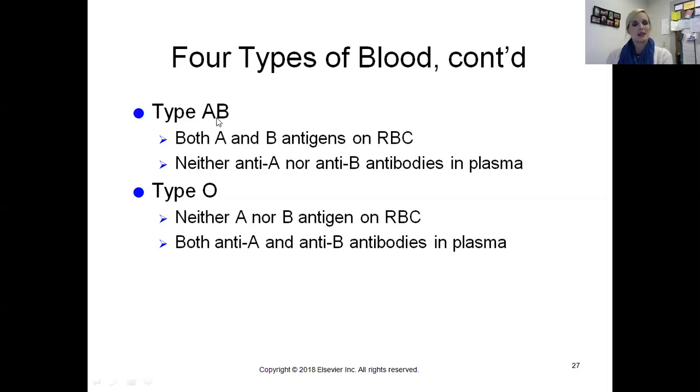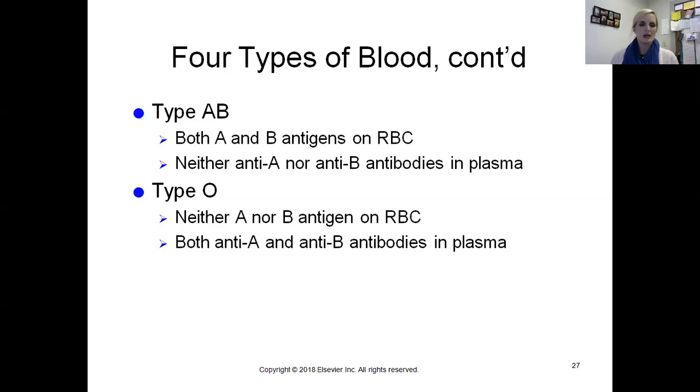Type AB is named that way because they have both. They have both A and B antigens on the surface of their red blood cell. Because they have both, they don't have any antibodies. They see A and B as things that belong, so neither one of them will be fought off in the event of a transfusion.